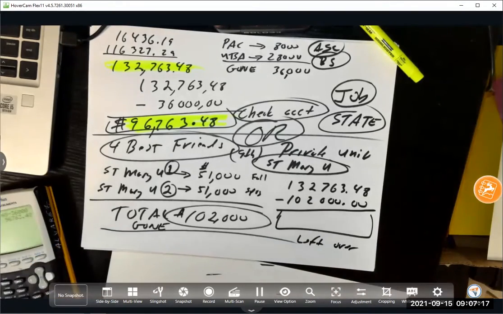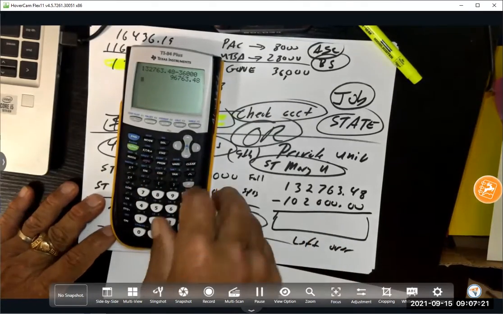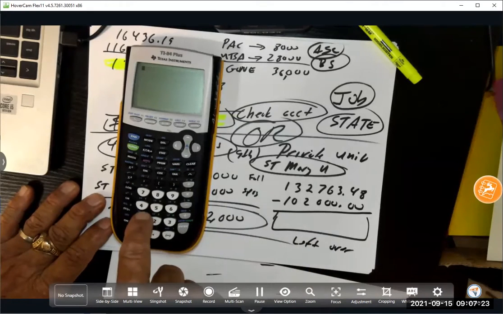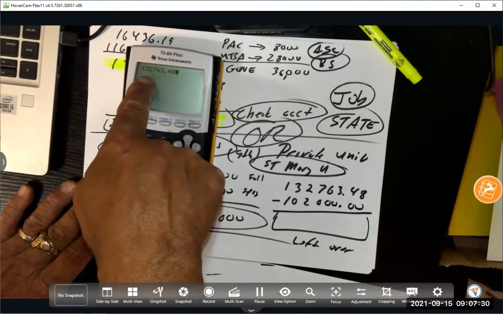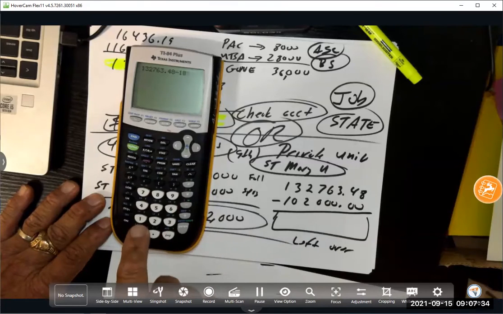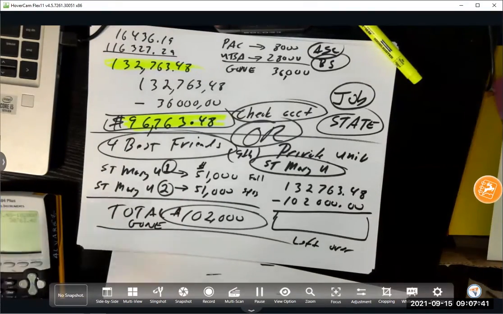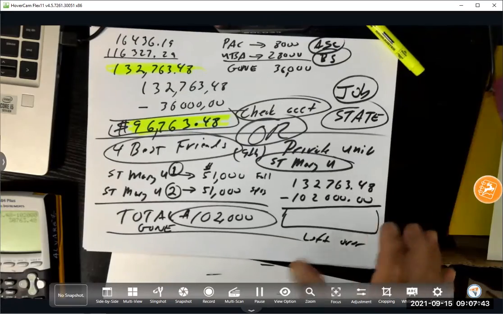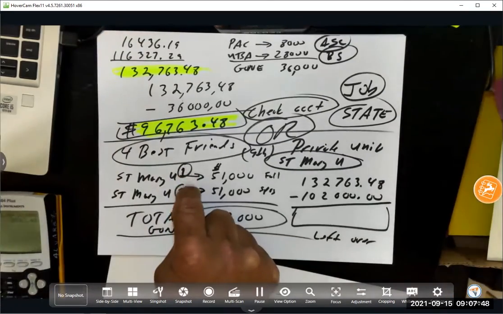Okay, after going 2 semesters to the St. Mary's. So do it. Subtract those 2 numbers right there. 132,763.48 minus 102,000. All right. So how much money do I have in my checking account to go again next year after going 1 year to St. Mary's? Because I gotta keep going. I only been there for 2 semesters.